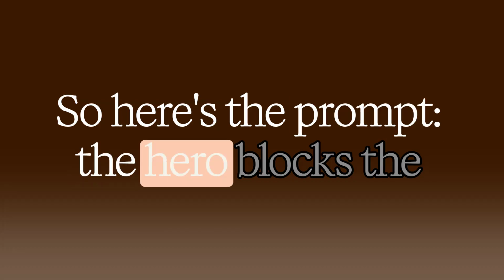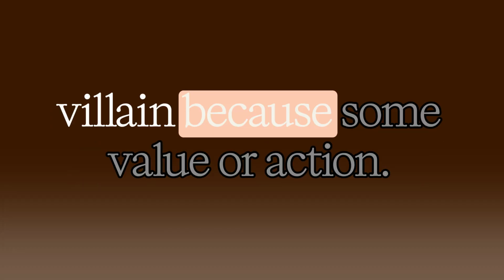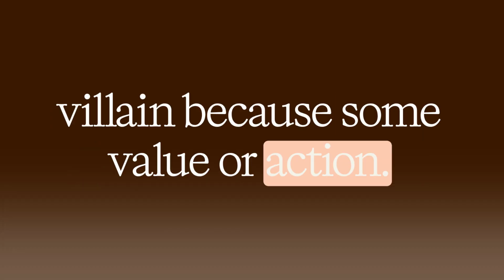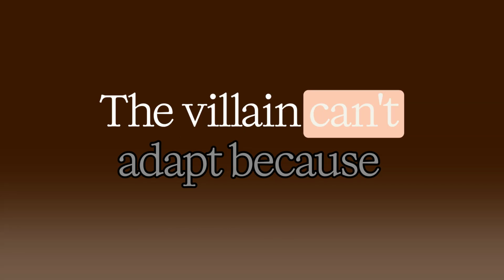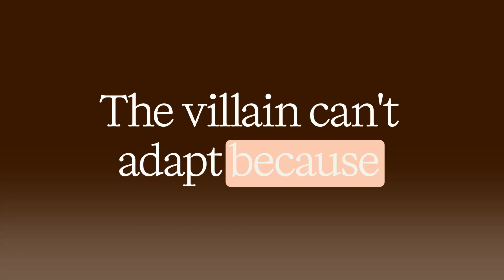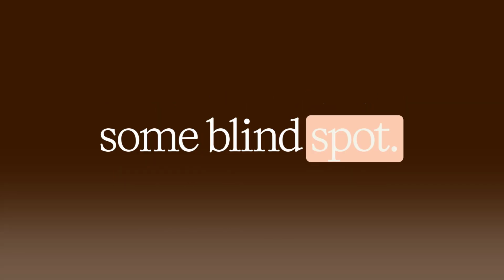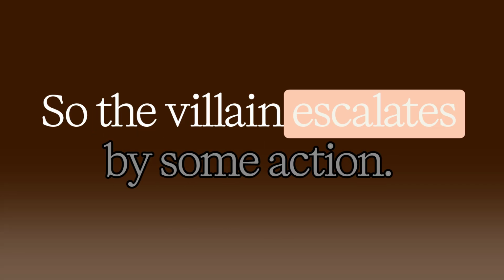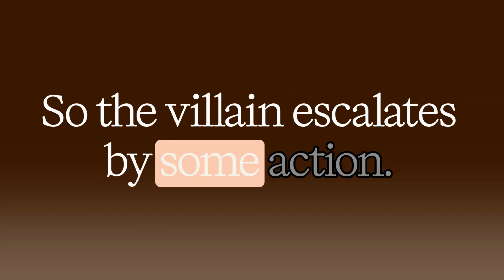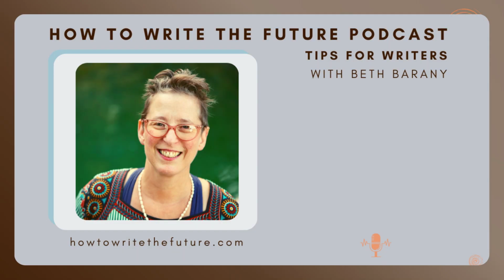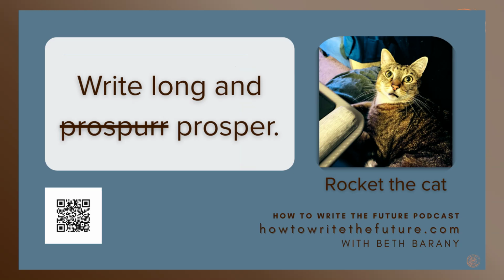So here's the prompt. The hero blocks the villain because some value or action. The villain can't adapt because some blind spot. So the villain escalates by some action. So today we talked about the goal, motivation, and conflict of your villain. If you can define this clearly for yourself, now you have created a compelling villain.